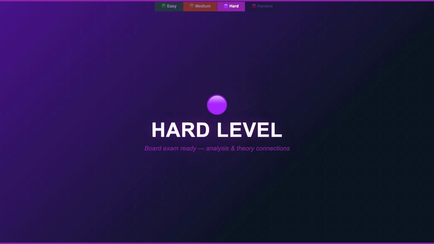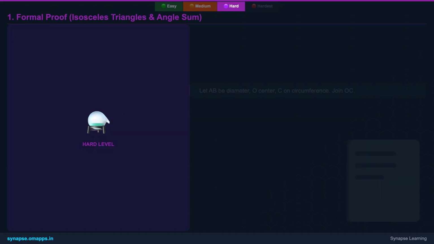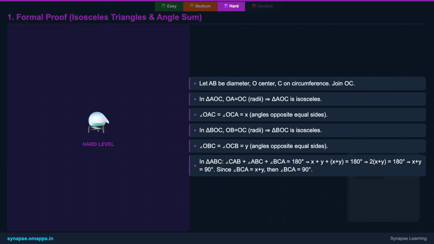Ready for a deeper dive? Welcome to the hard level, where we'll explore more complex proofs and applications of our theorem. At this level, let's explore an alternative, more algebraic proof of the theorem using properties of isosceles triangles and the angle sum property. Imagine AB is the diameter, O is the center, and C is a point on the circumference.